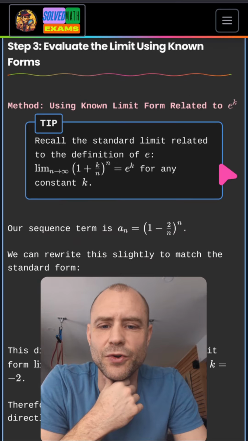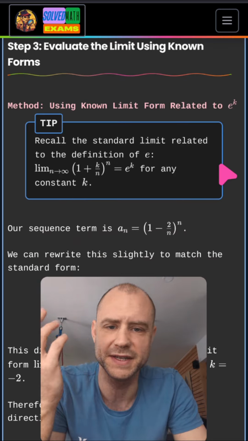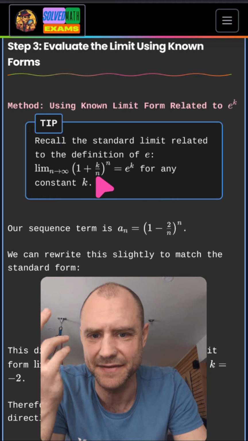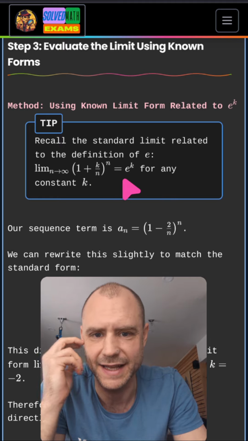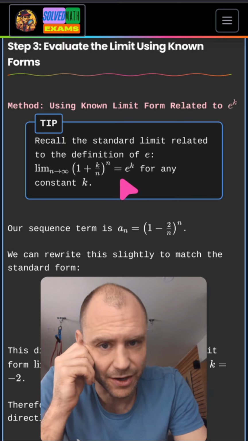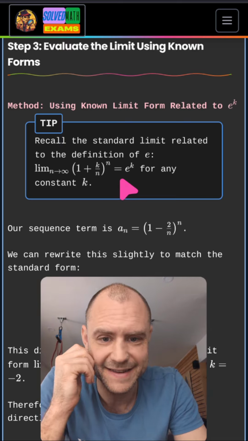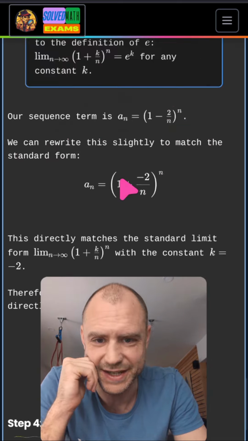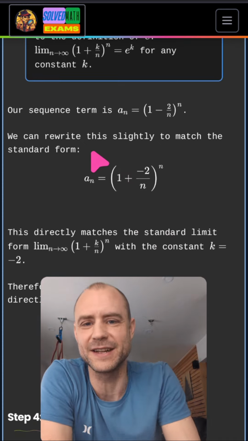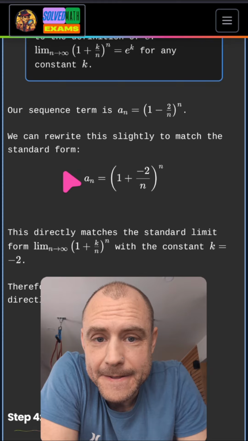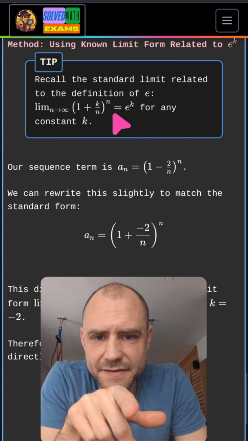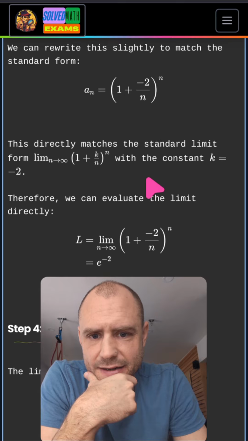Now the whole key to this question, which is what the professor would be testing, is you're recognizing that this is the definition of an exponential, of e to the k. This is the definition of it. That's what it is. So if you don't know that, you're not going to get this question, which is why I love providing all these exam style questions for everybody. So yeah, in our case, we have a -2 where the k is. So it's literally just e to the -2.